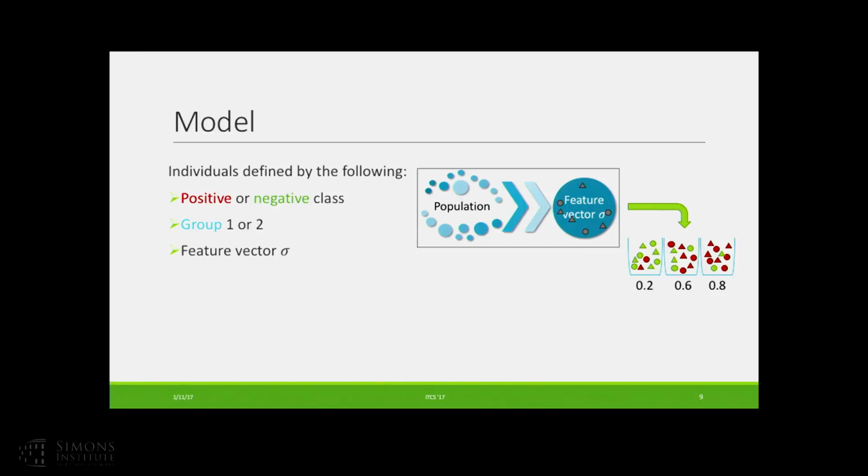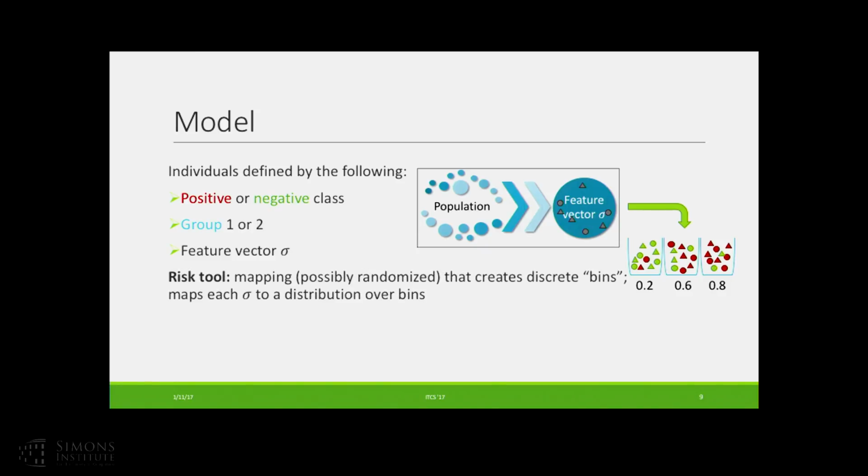And so in designing my risk tool, what I want is a mapping, which I'll allow to be randomized, that creates these discrete bins. It maps each sigma to a bin or a distribution over bins, depending on how randomized I want to be. And each bin is labeled with a score between 0 and 1, which corresponds to my probability estimate that someone in that bin belongs to the positive class. Okay, pretty straightforward. Any questions on the model?